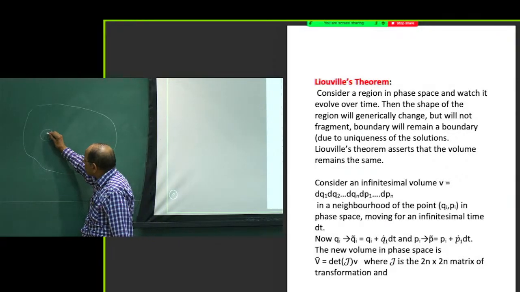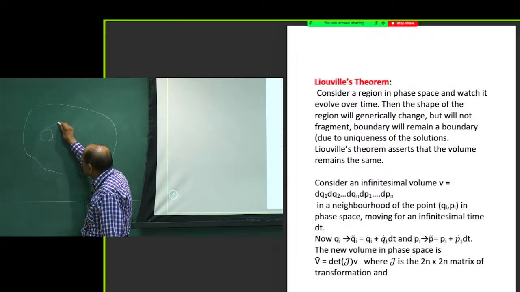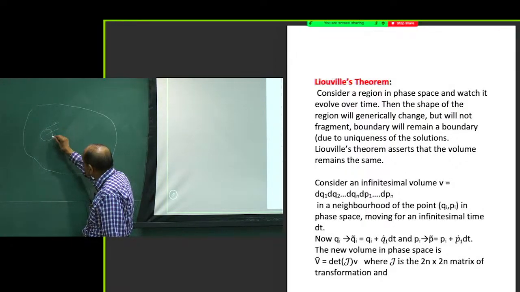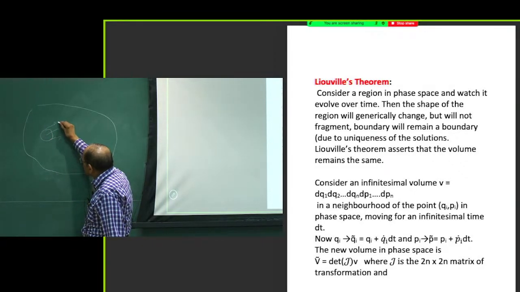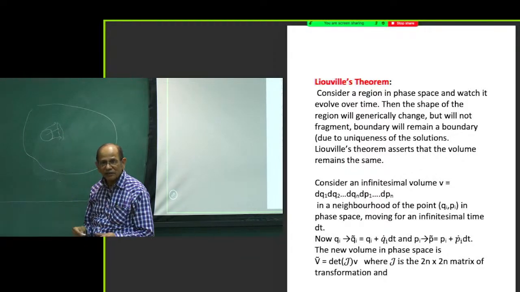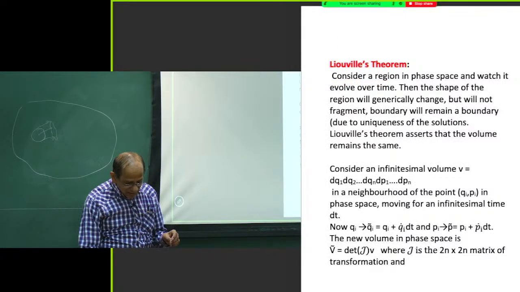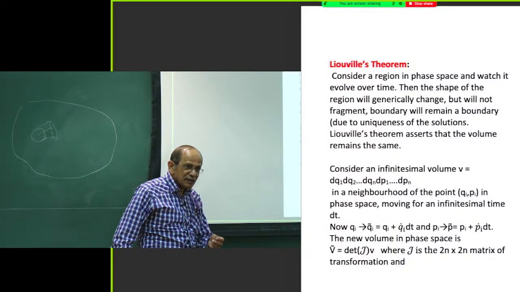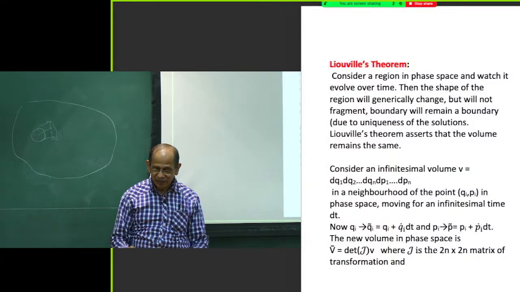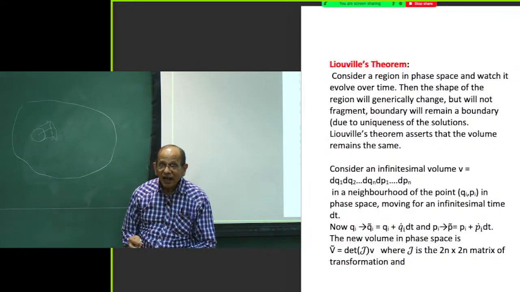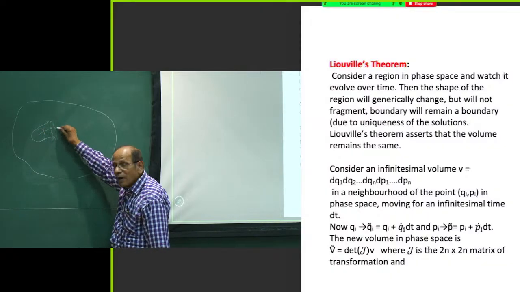Obviously, each of the points here is not going to remain there. With time evolution, they will map somewhere else, and this shape may become different. It may look different, but I remarked earlier that if the solution is unique, it will not happen that two trajectories cross each other. They will not intersect. And this leads to the conclusion that this boundary will map onto another boundary.